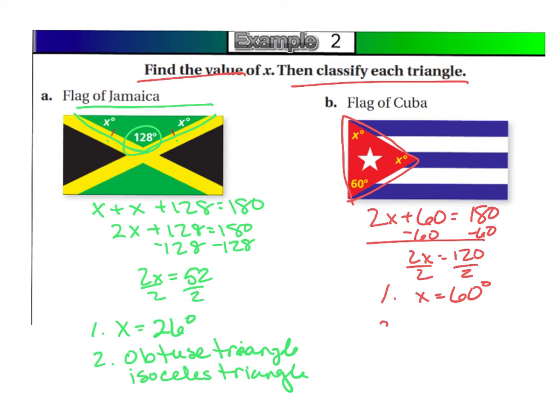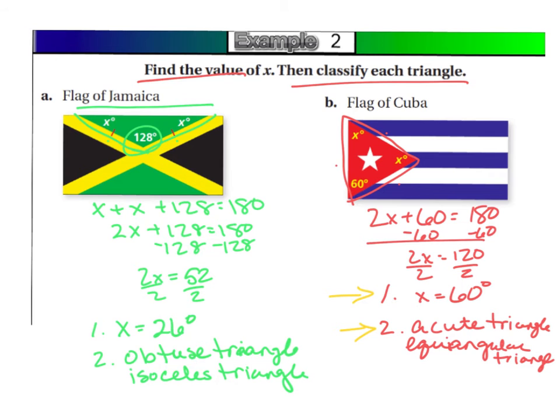Then classify it. Number 2, we have 60, 60, and 60, so it is definitely an acute triangle. They're all the same, so it's equiangular triangle. And if you look, they don't have anything on the side, so we don't know if it's equilateral or isosceles. So we're going to stick with those two. There aren't any marks, so those are the two. So again, on your homework, you're going to be giving me the value of x and all the ways of classifying it.